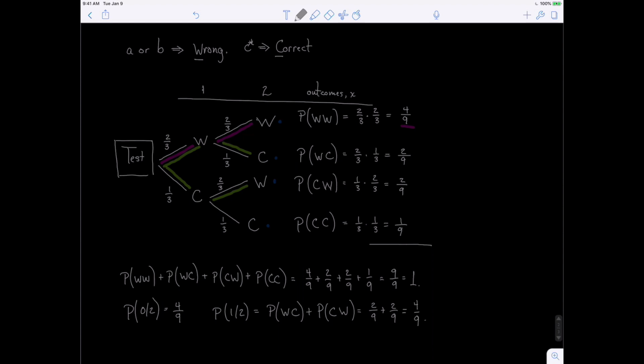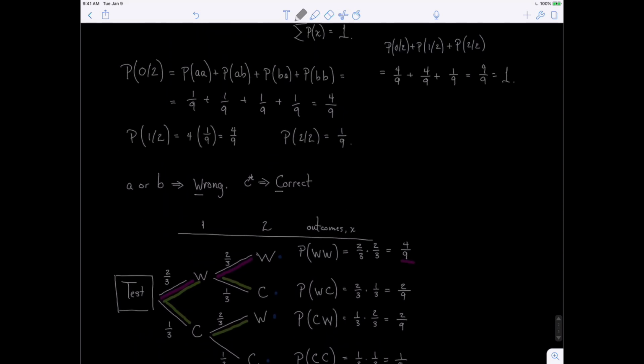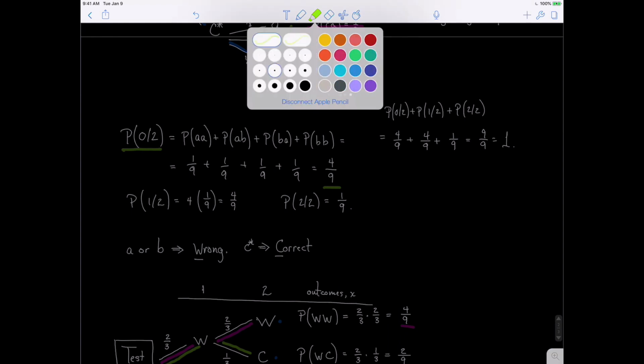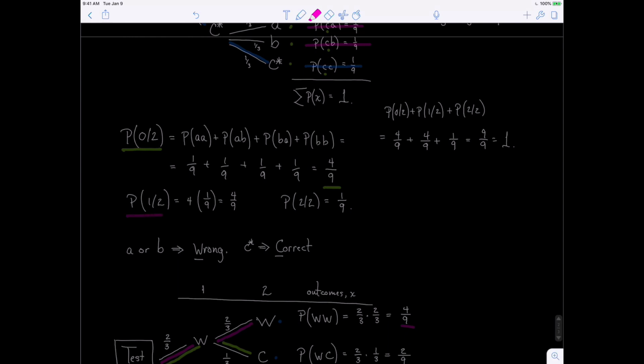Now let's pause there and notice that for 0 out of 2 we got 4 ninths, and for 1 out of 2 we got 4 ninths. Let's check with the work above. And there they are. You can see right here, here's 0 out of 2, we got 4 ninths. And for 1 out of 2, we also got an answer of 4 ninths. So far it seems to be working.